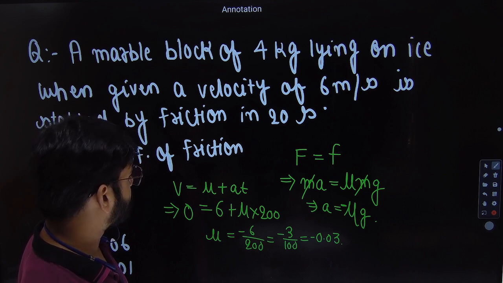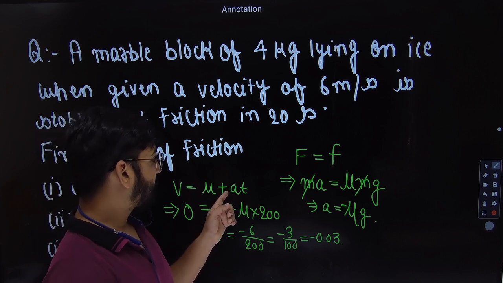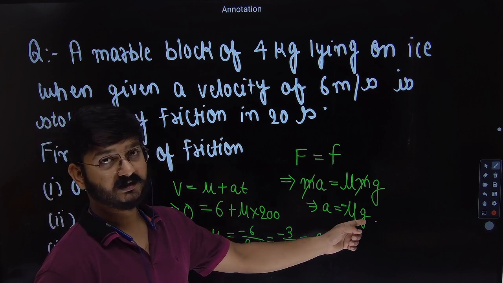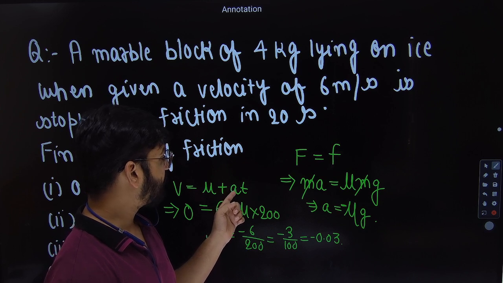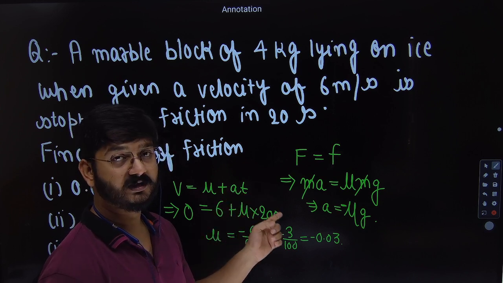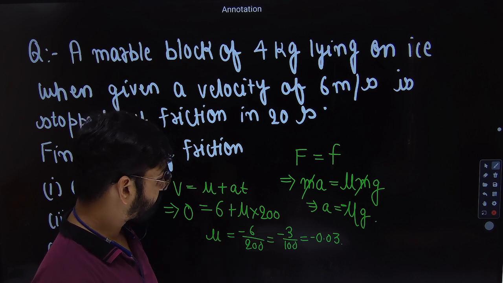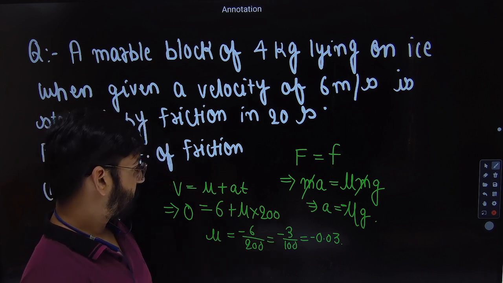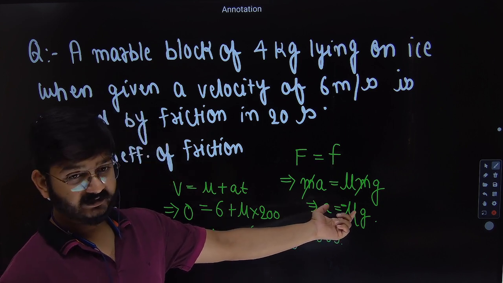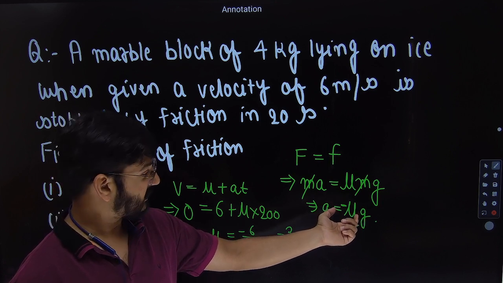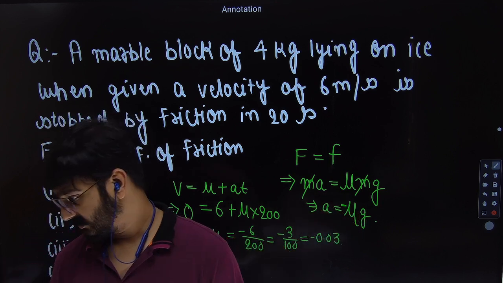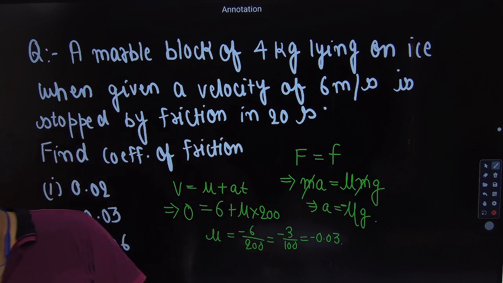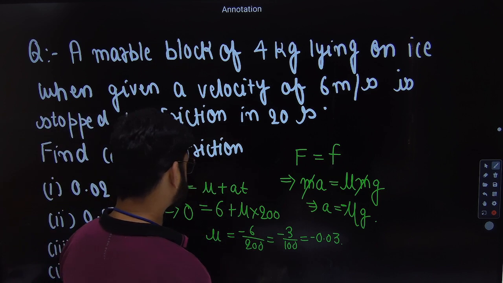I was solving it and I got it wrong. Acceleration is mu into g. Substitute here. So g is 10, time is 20, 10 into 20, 100. Acceleration will be negative if you take the proper sign, so when you take the acceleration negative, this will automatically come positive. I just took the magnitude, that's why the answer is coming like that.